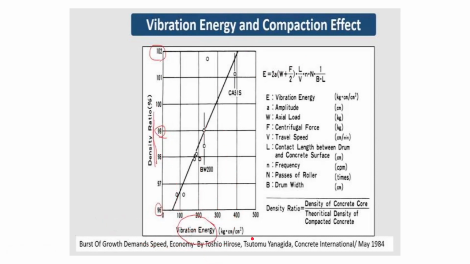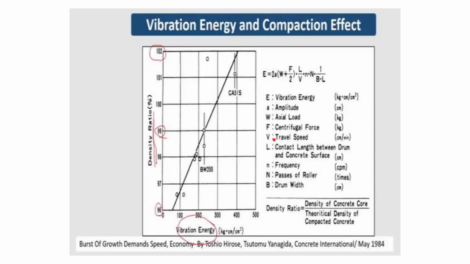So the more the roller vibration, the better will be the density ratio, which is self-explanatory, and it shows a linear curve. It is linearly proportional, and the vibration energy can be found out using a formula which takes into account amplitude, axial load, centrifugal force, travel speed, contact length between roller and concrete surface, frequency, passes of roller, drum width, etc. And density ratio is nothing but the density of concrete core by theoretical maximum density of compacted concrete. So we can find a relation.